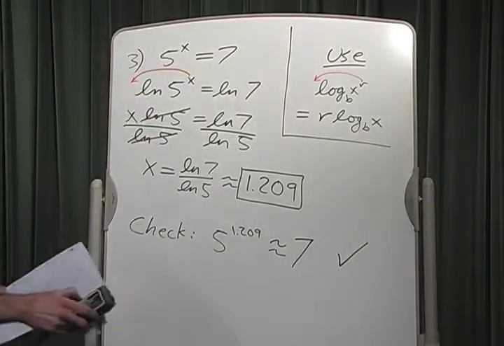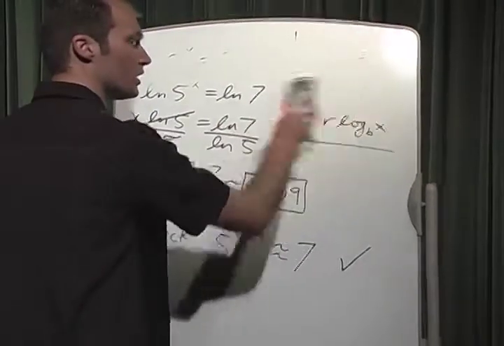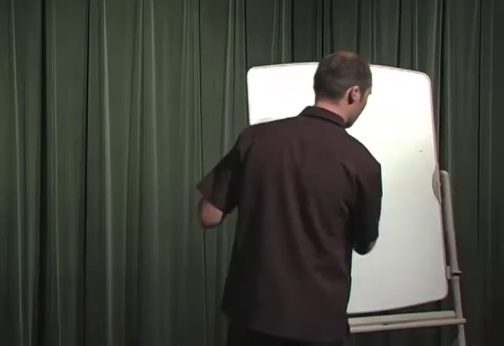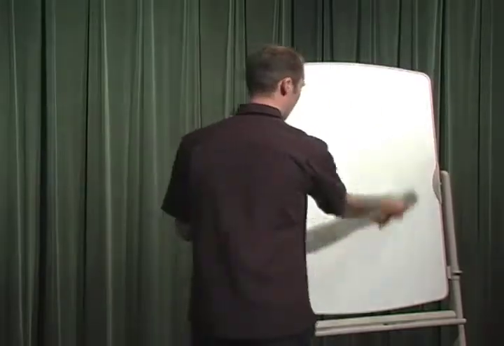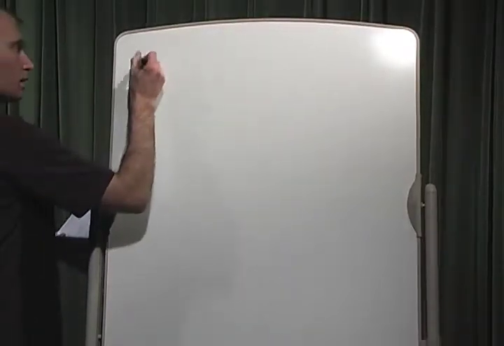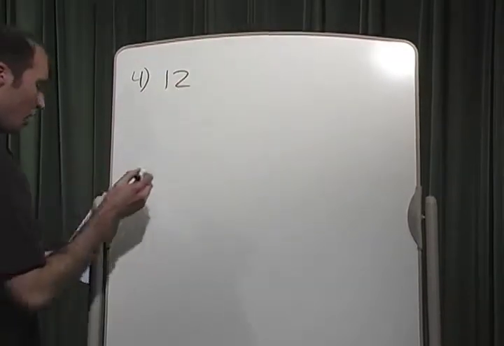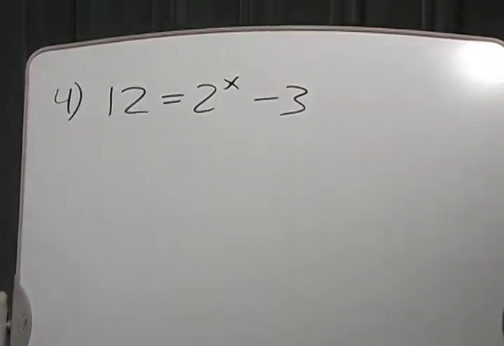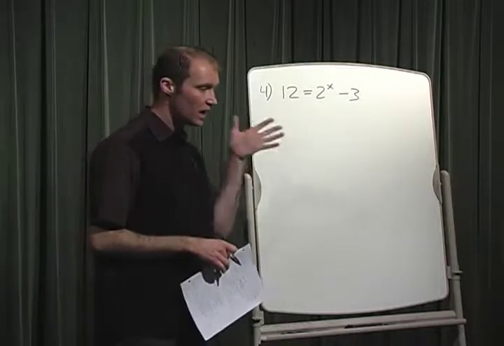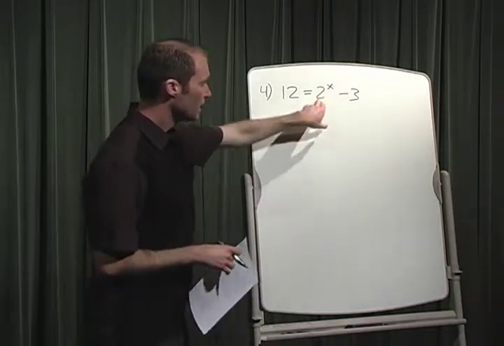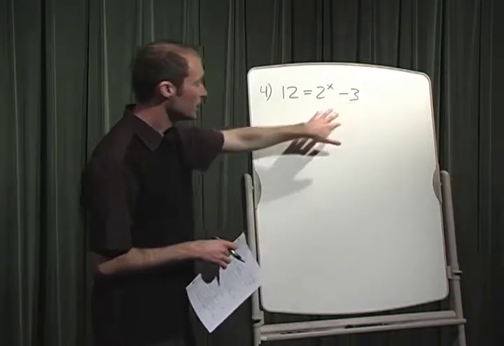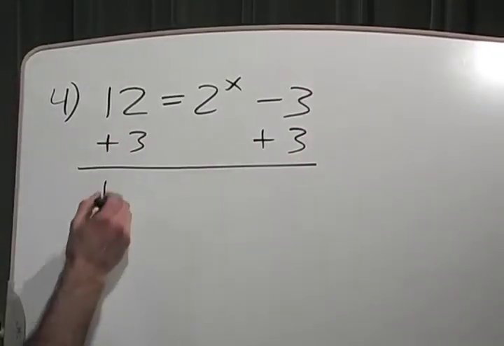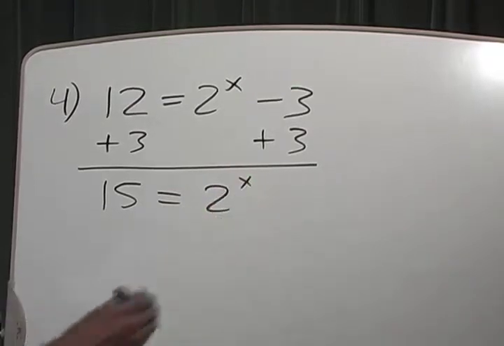Now, let me just do one last problem. This will be problem number 4 in this lesson. Let's say that the equation goes like this: 12 equals 2 to the x minus 3. Well, before I do anything else, I need to isolate the exponential expression. I need to isolate 2 to the x. I want to bring this 3 onto the other side. I need to add 3 to both sides. This is going to give me 15 equals 2 to the x.